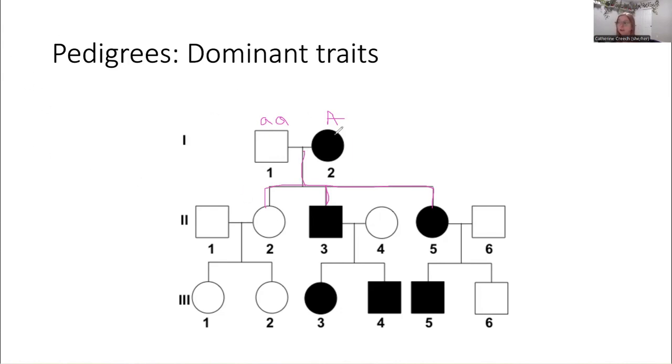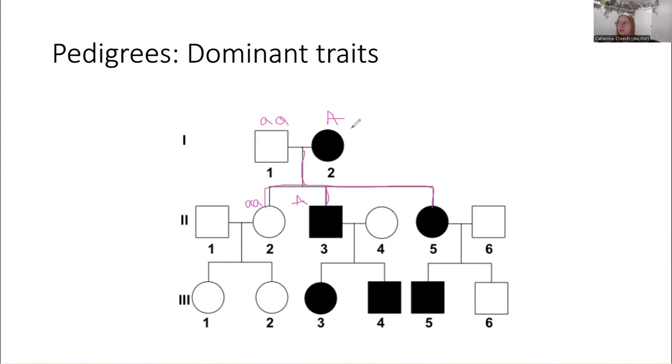Of their offspring, they had a girl who does not express the dominant trait. So that means that this individual must be homozygous recessive. They have a son that has the trait. That means that he inherited this dominant allele from mom. I know he got it from mom because dad does not have a dominant allele to give. Because this coupling is a homozygous recessive and at least 1 dominant allele.